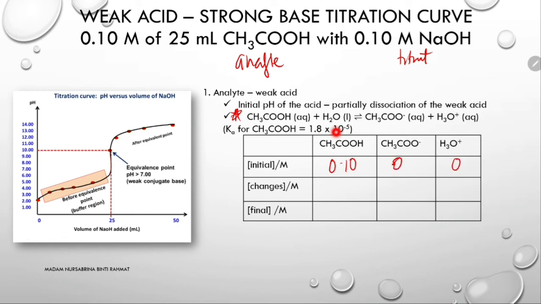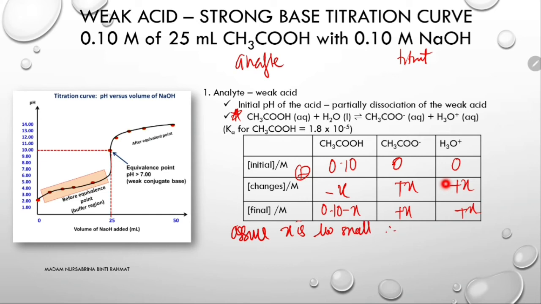So the changes are in terms of X. We're going to use our ethanoic acid: negative X, plus X, and plus X. So final or equilibrium is simply initial plus changes: 0.10 minus X, plus X, and plus X. Okay, so we're going to assume X is too small. Therefore, 0.10 minus X is equivalent to 0.10. Why can we assume this X is too small? Because Ka is less than 1. So we can assume that X is too small.